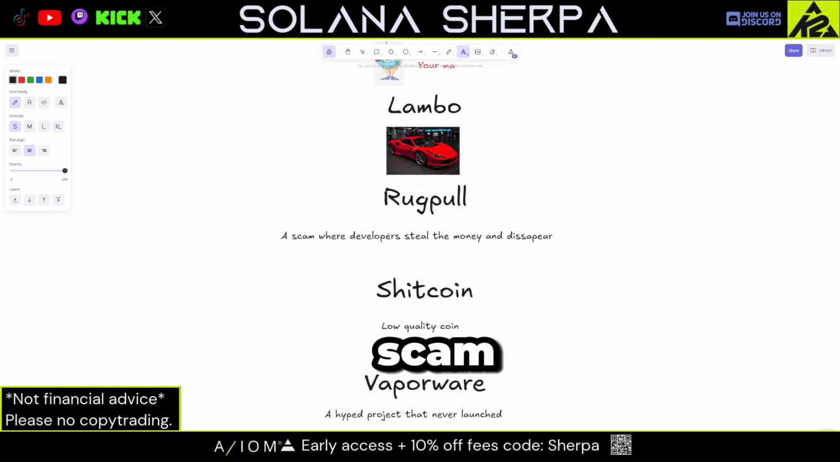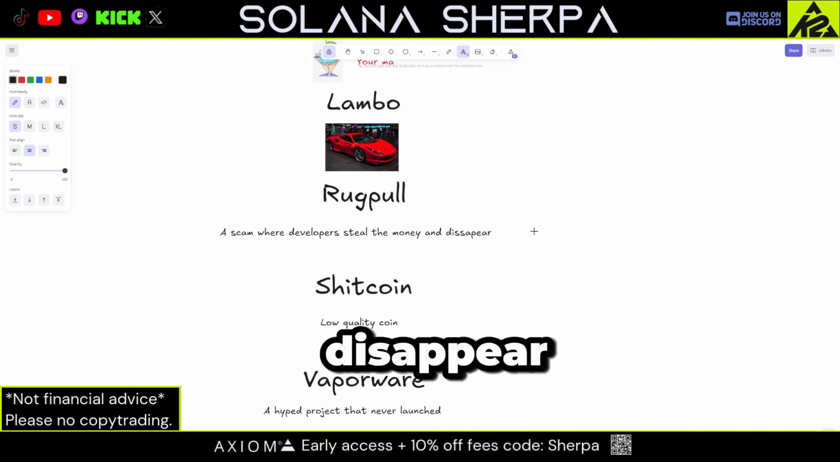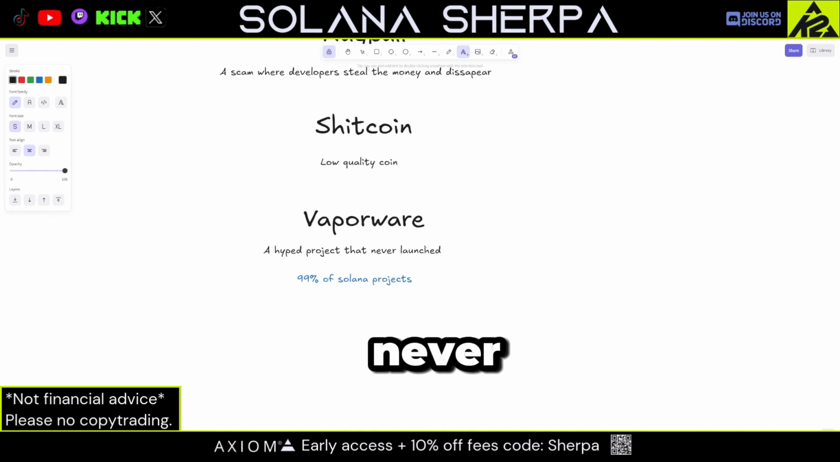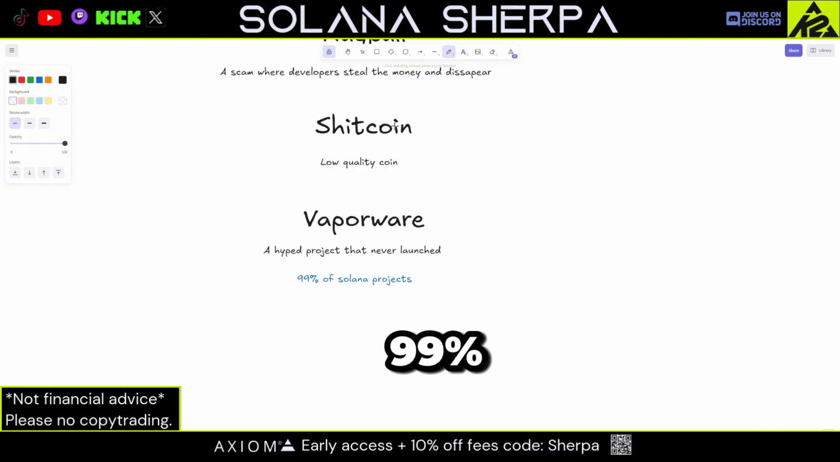A rug pull is a scam where developers steal your money and disappear. Look, we all know what a rug pull is in this industry. A shitcoin is just a low quality coin. Vapourware is a hype project that never launched, which is pretty much 99% of Solana projects.